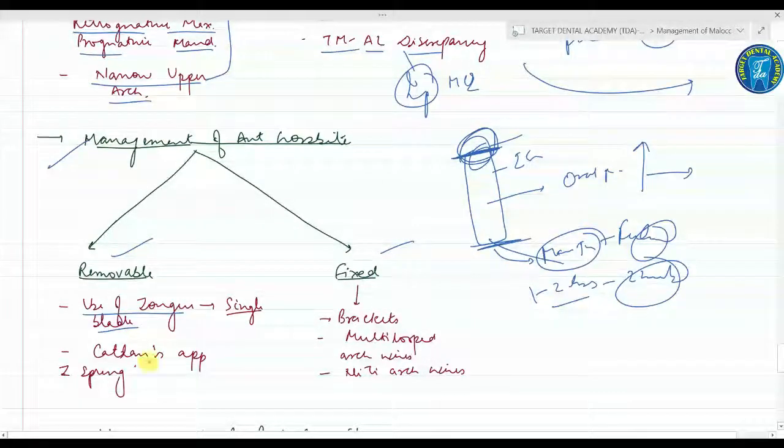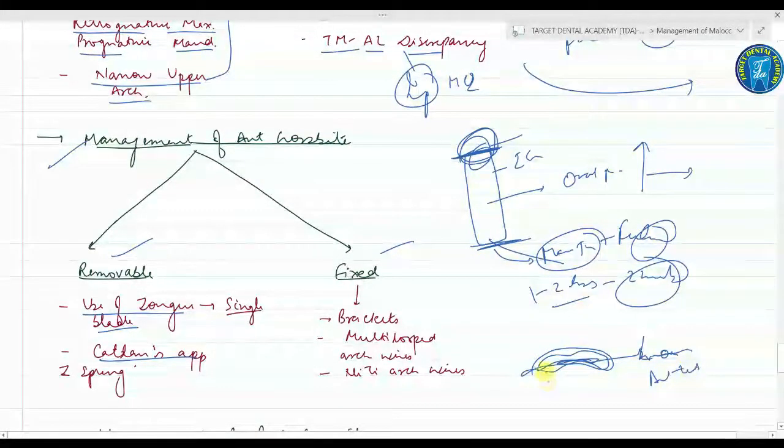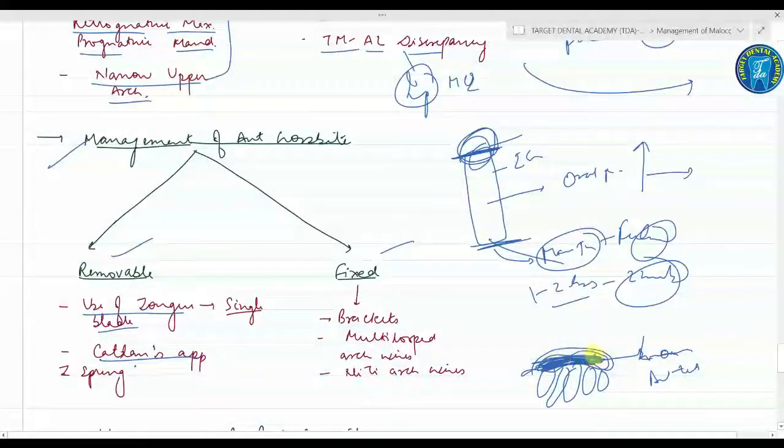Right? Second is the Catalan's appliance. So what is a Catalan appliance? There is an inclined plane which is constructed on the lower anterior teeth, very important. For example, these are the incisal edges of the lower anterior teeth. So your Catalan appliance, or inclined plane, is constructed on the lower anterior teeth to treat the crossbite.